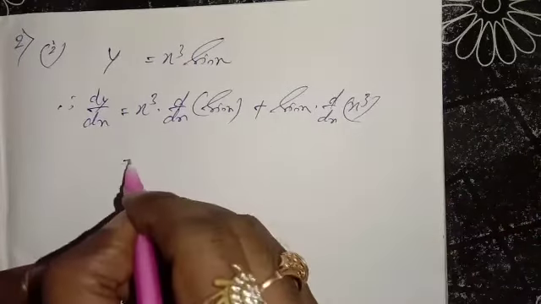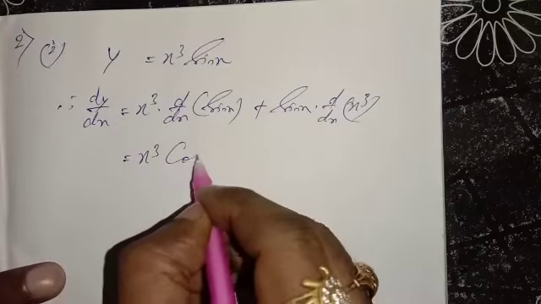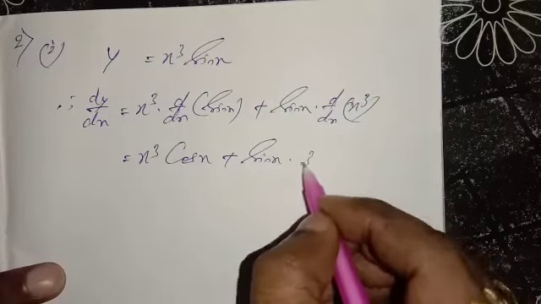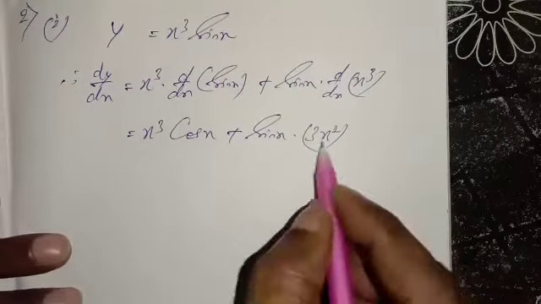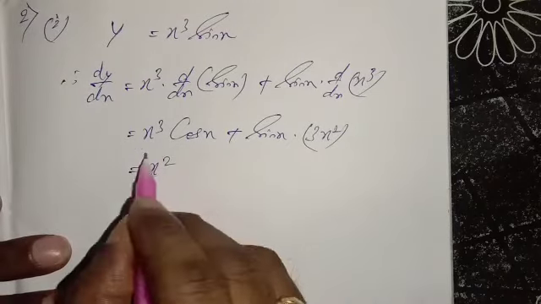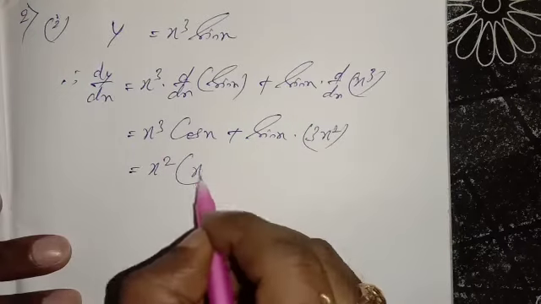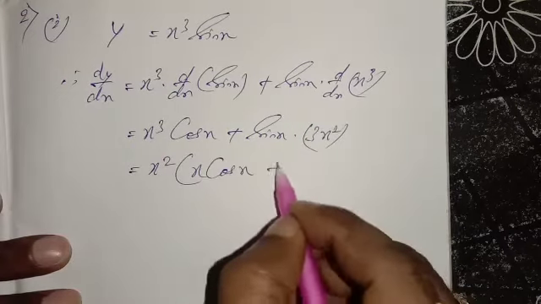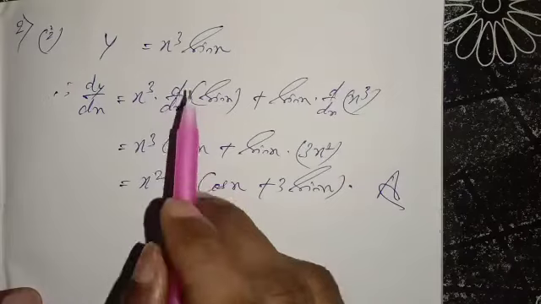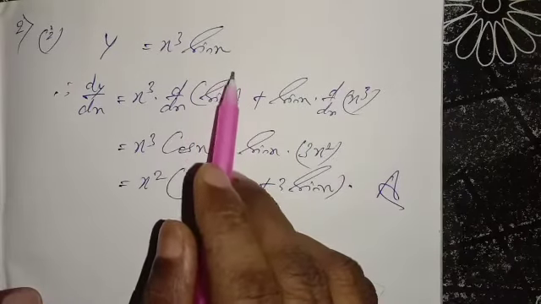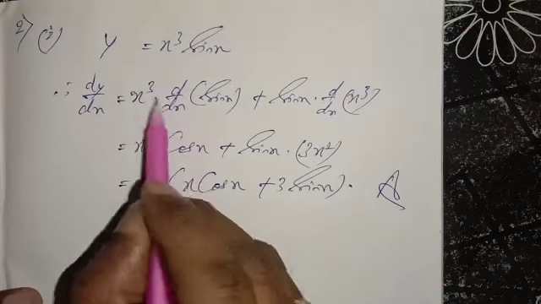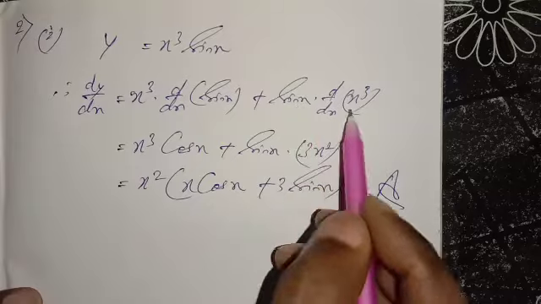So how much are you getting? That is x cube times the derivative of sin x, cos x, plus sin x times the derivative of x cube, which is 3x square. You can take x square common. What is left here? x cos x, and this will be plus 3 sin x. By using the product rule, here x cube and sin x, both functions are multiplied, so you have to multiply x cube by the derivative of the second plus sin x by the derivative of the first.